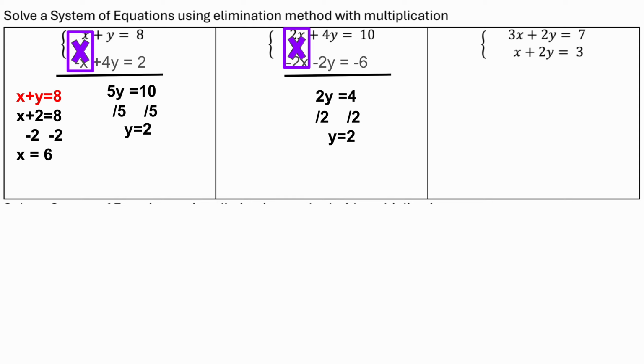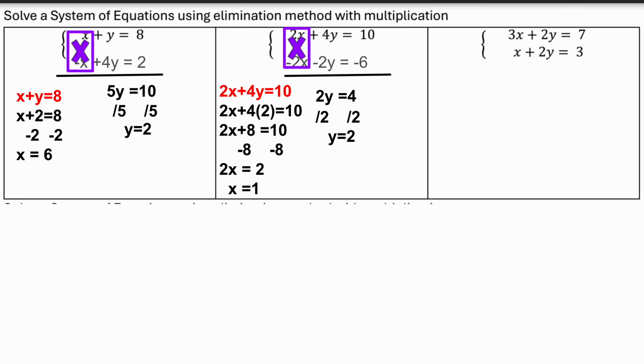Step 4, we take our y equals 2, plug it back into one of the equations. I'm going to use the top equation. And as you can see, 2x plus 4y equals 10. I'm going to take my 2, plug it into the y, and solve. x equals 1. So my answer here is x equals 1, y equals 2, or the ordered pair 1, comma 2.